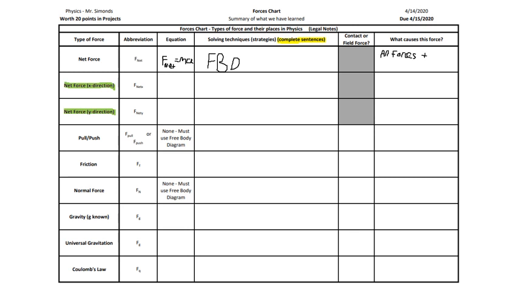And then this last one here, contact and field force. What do I mean by that? Contact means that in order for that force to occur, two things must be touching, such as a push or a pull. In order to push or pull something, those two objects must be touching each other. If I'm going to push or pull my lawnmower, I need to touch the lawnmower. So several of these forces we've listed here are forces where the two objects actually need to be touching each other.